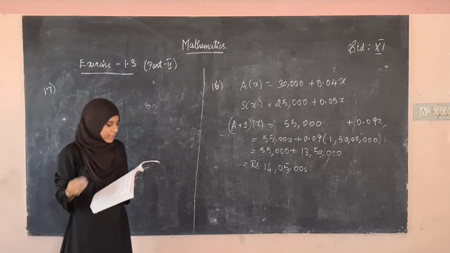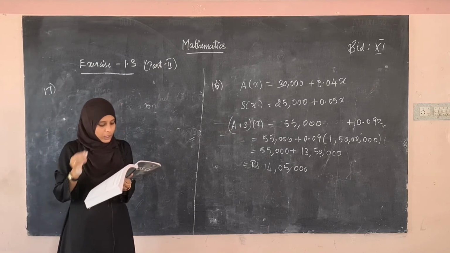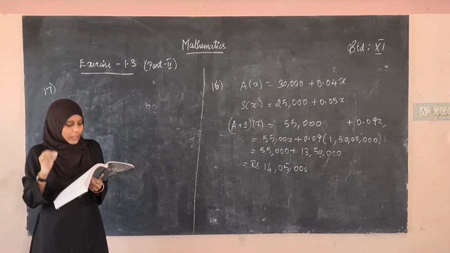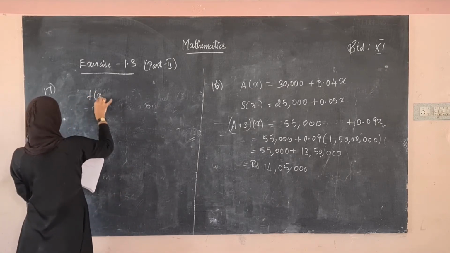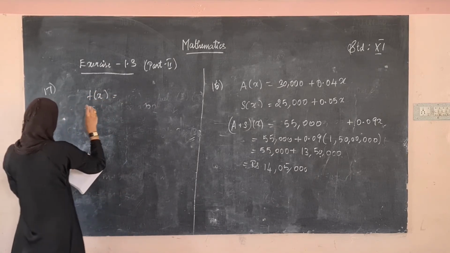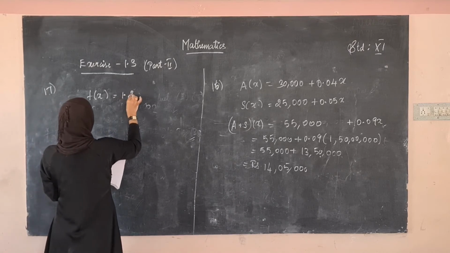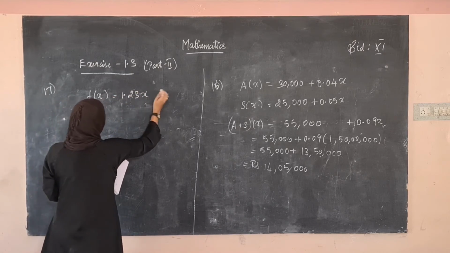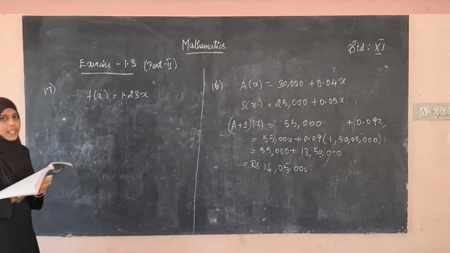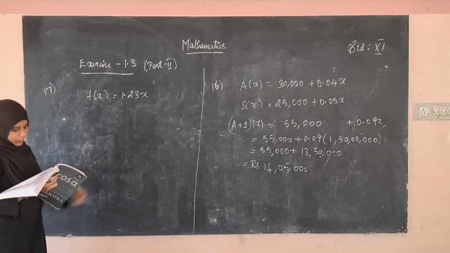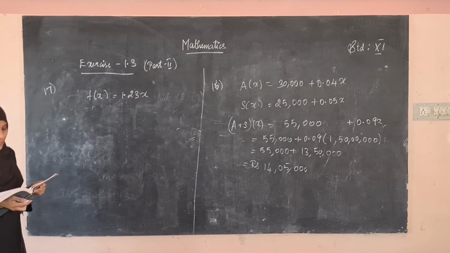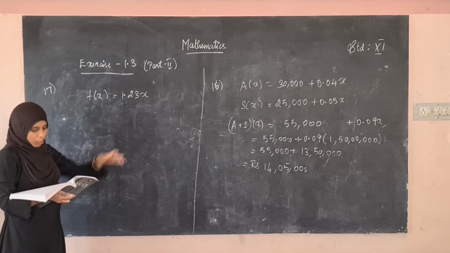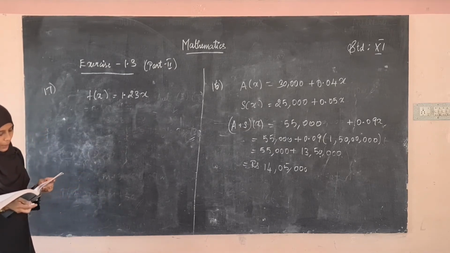The function for exchanging American dollars for Singapore dollars on a given day is f of x. First, the function f of x is given. f of x is equal to 1.23 into x. This is the function for changing American dollars to Singapore dollars, where x is the number of American dollars.